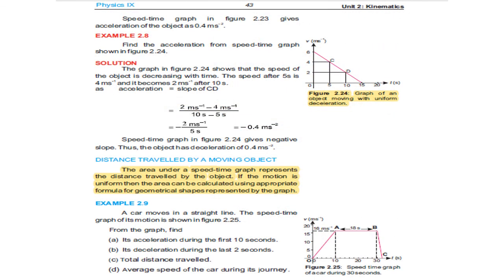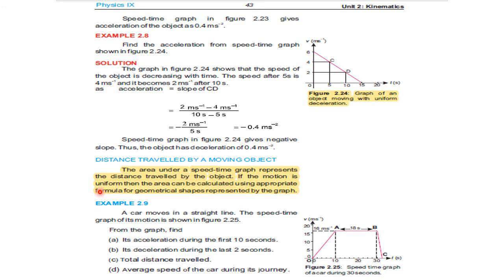Now open page number 43 and mark the graph given on the right side. Figure 2.24, graph of an object moving with uniform deceleration. This is the graph of a body which is decelerating. Now come to the heading distance traveled by a moving object. Mark this paragraph. The area under a speed time graph represents the distance traveled by the object.